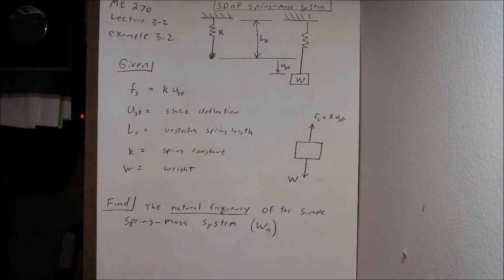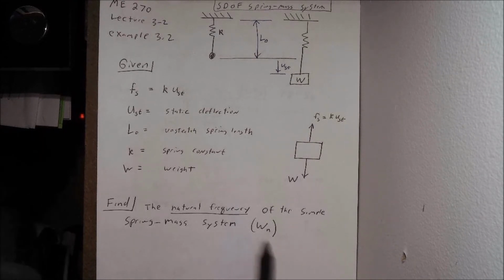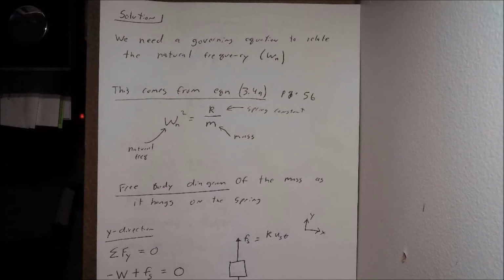Now what are they asking us to find? They want us to solve for the natural frequency of the simple spring mass system, our omega sub n. We now have our setup page completed. We can reference back to that for any of the given information or what we're looking to solve for in the problem as we're going through our solution.